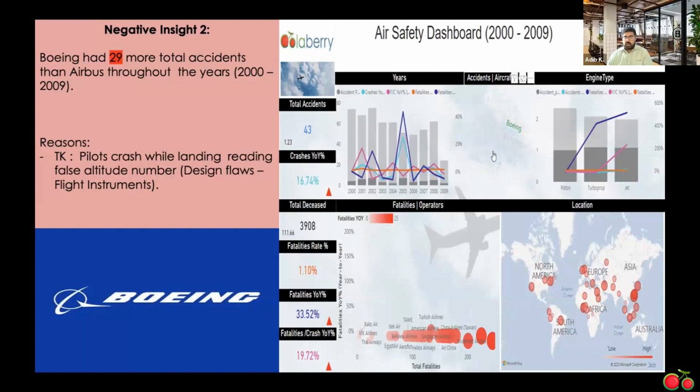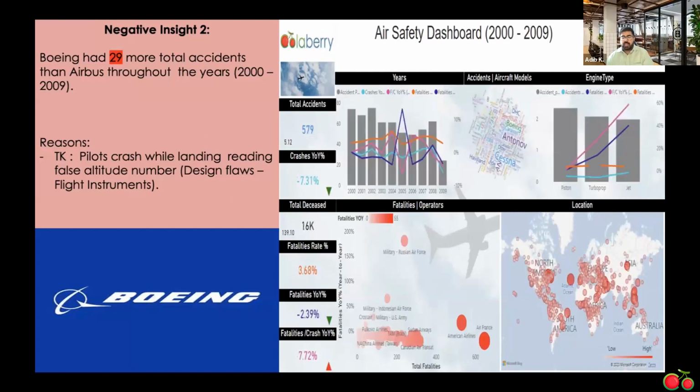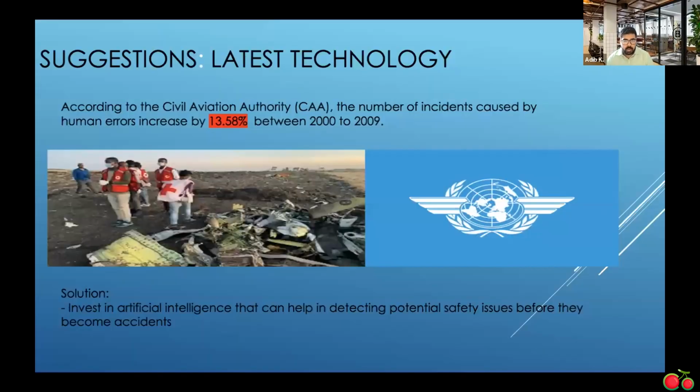So after taking all these insights and analyzing the dashboard, there are some recommendations that we can take into consideration. The first recommendation is that we should invest in the latest technologies. According to the Civil Aviation Authority, the number of incidents caused by human errors increased by 13.58%.